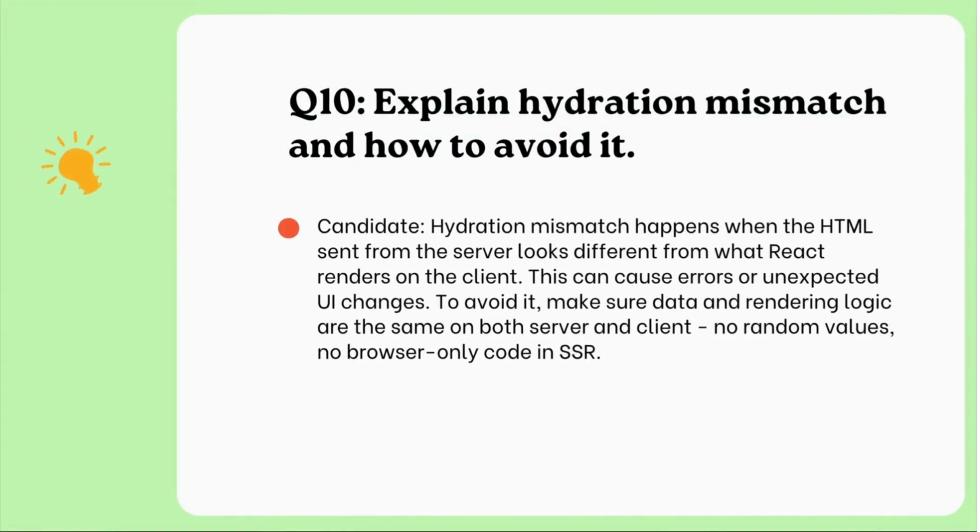Explain hydration mismatch and how to avoid it. Hydration mismatch happens when the HTML sent from the server looks different from what React renders on the client. This can cause errors or unexpected UI changes. To avoid it, make sure data and rendering logic are the same on both server and client. No random values, no browser-only code in SSR.